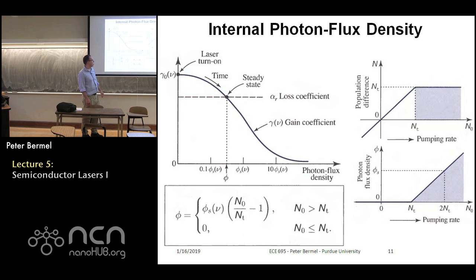So the fractional percentage, if you will, above threshold. And so you can see that for 2NT, you reach phi S. For 3NT, it would be like 2 phi S, and so on. So conceptually, it's very simple. Obviously, if you're below threshold, then you don't get any lasing at all. And this is actually always a key characteristic of lasers. If you don't see this threshold behavior, it's probably not a laser, or it's something really impressive which we haven't seen before.